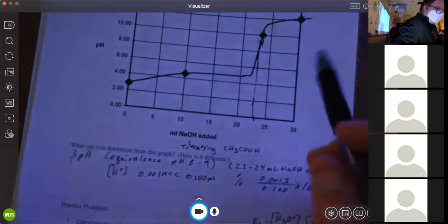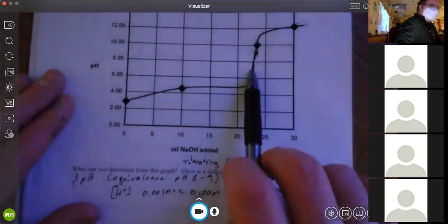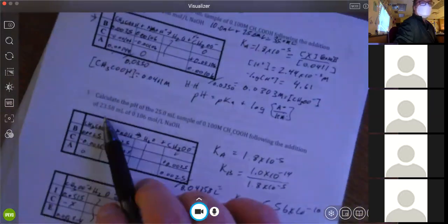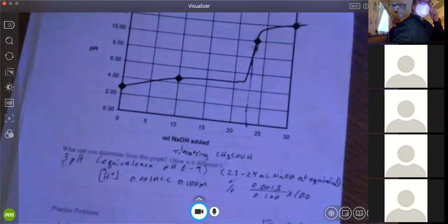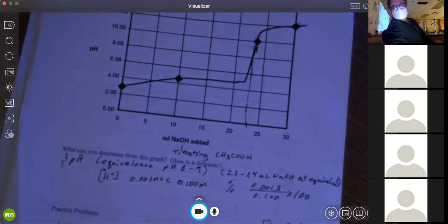What does that mean? I'm going with the lab tomorrow. If this is the equivalence point right here at 23.58, at what point do we have the weak acid and its conjugate base at equal concentration? Below that. I will accept that answer. Go ahead, Piper, or whoever.